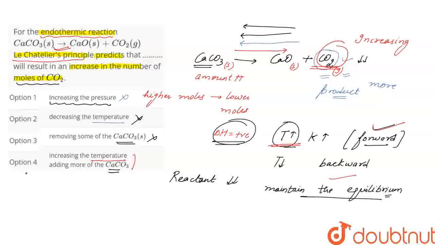So this is our correct option, that by increasing the temperature and adding more of the calcium carbonate we can increase the number of moles of CO2. So the correct option here is option 4th.